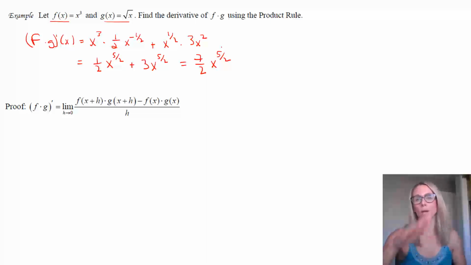This is a lot of work. I would not recommend it. In this case, for these two functions, I would multiply them together first and then just use the power rule. But again, sometimes you will have functions where the product rule is the only way to do it. This is just to show you that you can't just multiply each piece separately and then multiply them together.